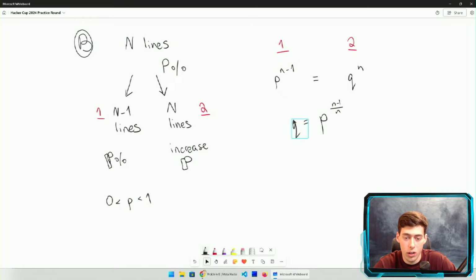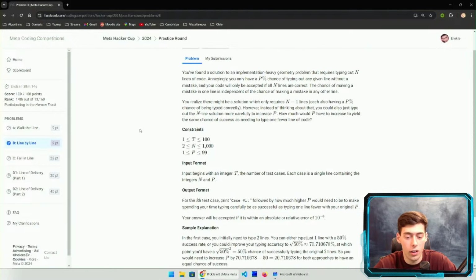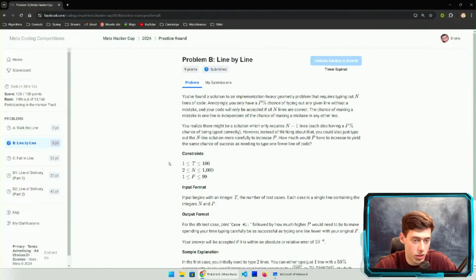And then you multiply that back by 100 to get it as a percentage. And then you subtract the original p in the input so that you get the difference in percentage. That's all it is. That's all the time I'm going to spend on that.